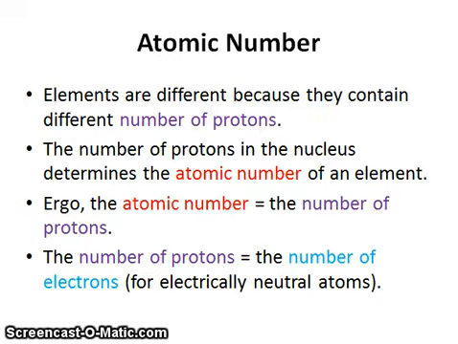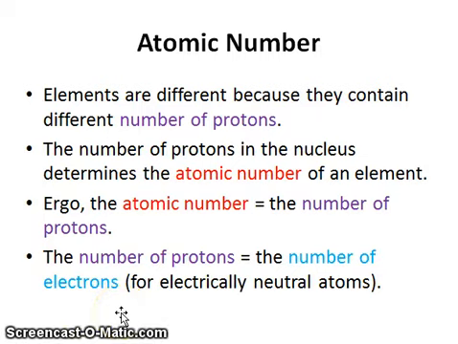Now let's talk about the atomic number. We know that elements are different because they contain a different number of protons. Now, the number of protons in the nucleus will determine the atomic number of an element. So that means that the atomic number will be equal to the number of protons in an element. And this is the definition we have here. The atomic number is always equal to the number of protons in an element.